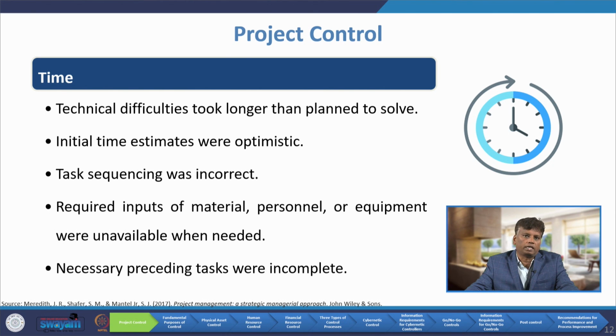The next one is time. Technical difficulties took longer than planned to solve. Initial time estimates were optimistic. Task sequencing was incorrect. Required inputs of materials, personnel or equipment were unavailable when needed. Necessary preceding tasks were incomplete. These are the symptoms hinting that we have to control time.